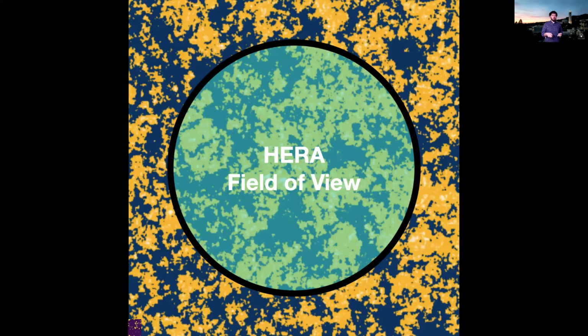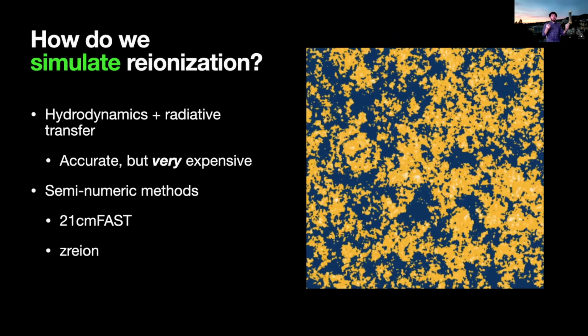So one way that we can kind of meet in the middle is to use what we call semi-numeric methods. And so this is a way to kind of approximate the physics, so you don't get it totally right, but hopefully the approximations are in areas that you don't really care about, and you're still capturing the big picture kind of accurately. So two semi-numeric methods that I'll mention here for simulating reionization. Not going to go into details, but just kind of throw these out there. One is called 21cmFAST, and another is called zreion.